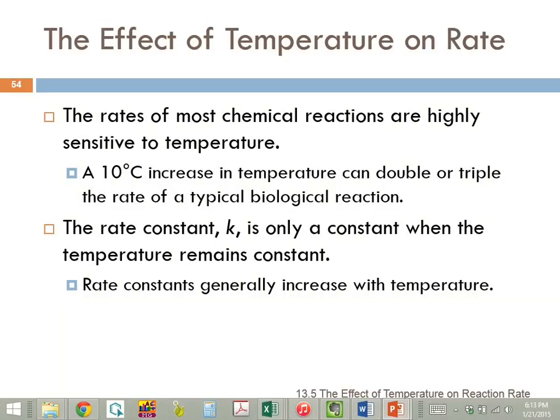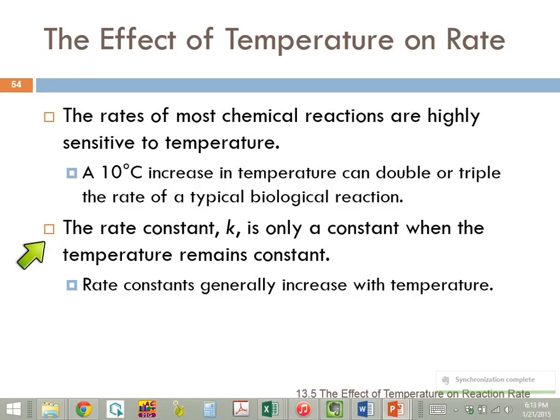Section 13.5. We're going to look at the effect of temperature on the rate of reaction. We've been looking at the effect of concentration. Most chemical reactions have rates that are very sensitive to temperature. If you think about a typical biochemical or biological reaction, a 10 degrees Celsius increase in temperature can double or triple the rate of the reaction. So that's a large dependence.